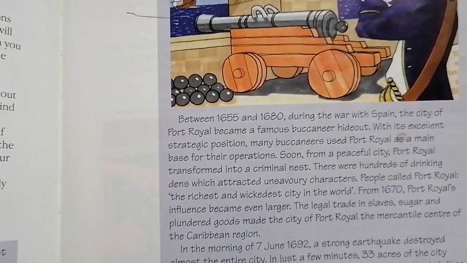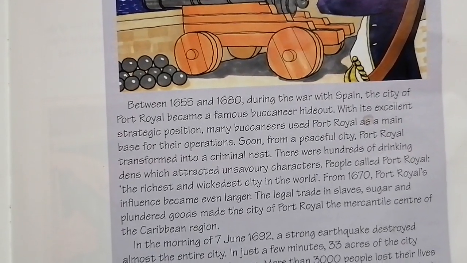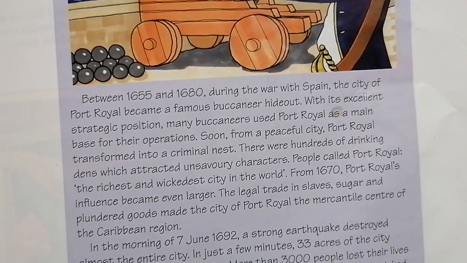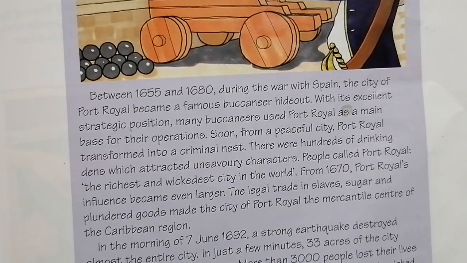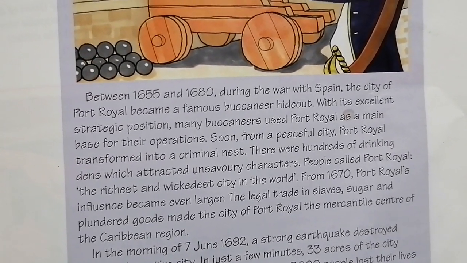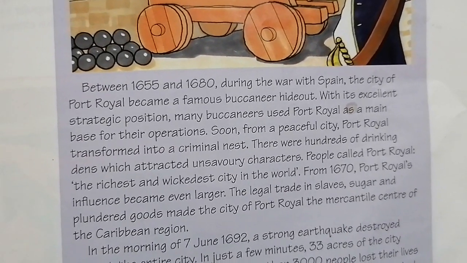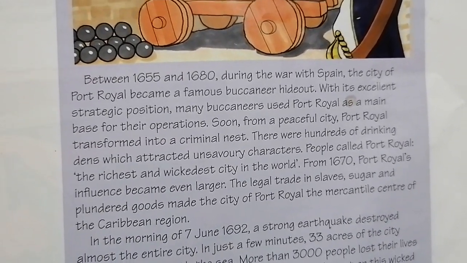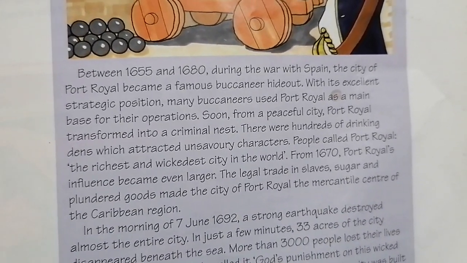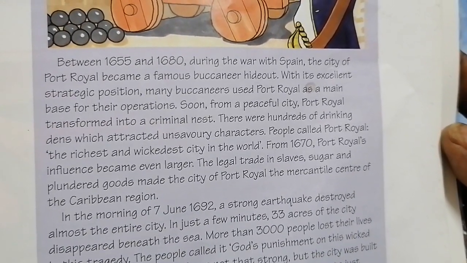Between 1655 and 1680, during the war with Spain, the city of Port Royal became a famous buccaneer hideout. With its excellent strategic position, many buccaneers used Port Royal as a main base for their operations. Soon, from a peaceful city, Port Royal transformed into a criminal nest. There were hundreds of drinking dens which attracted unsavory characters. People called Port Royal the richest and wickedest city in the world.